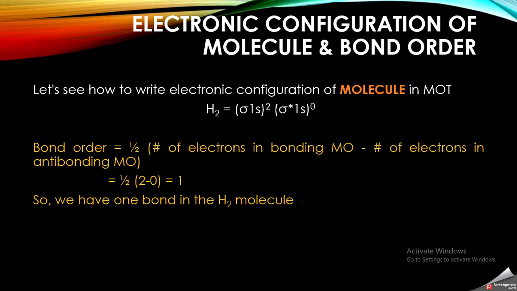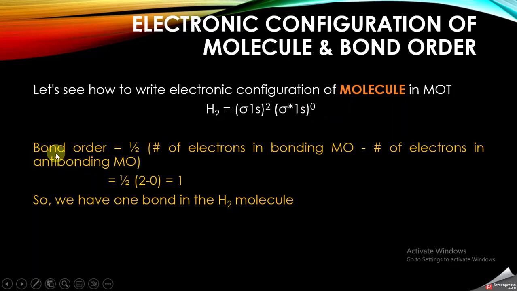Now, two more things that we can do in the molecular orbital diagram. We can also write the electronic configuration of the molecule, not the atoms, the molecule. We write down the electronic configuration of the atoms as well, but in the MOT we can also write down the electronic configuration of the molecule after the molecular orbital is formed. So in the case of hydrogen, we have sigma 1s, and 2 here represents the 2 electrons, not the square of it. So we have a sigma 1s orbital with 2 electrons, and sigma star 1s which has 0 electrons in it.